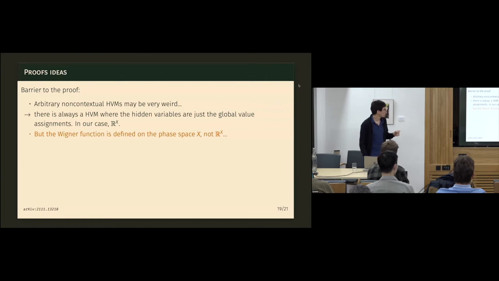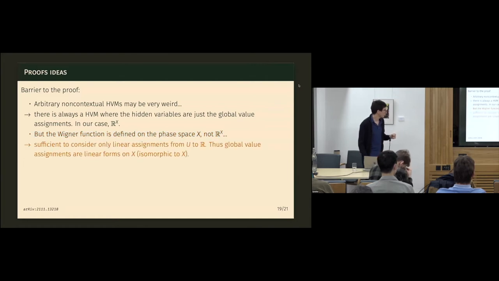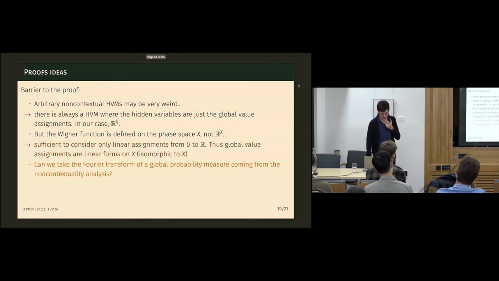We get around this difficulty by showing that it's sufficient to consider linear value assignments from U to R. Whenever you have a value assignment that is non-linear, you can just discard it, because via the Born rule, your empirical model won't assign weight on this non-linear function. So you can restrict to linear forms. And the nice thing is that these linear forms are isomorphic to X. So it solves this dimension mismatch.